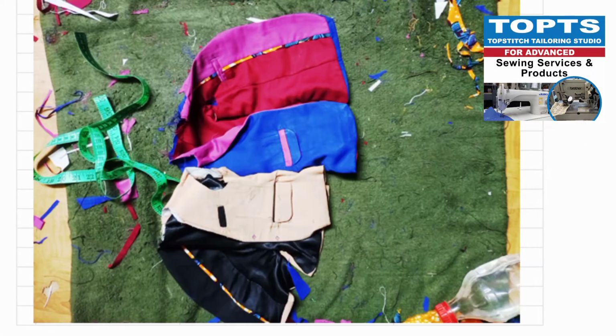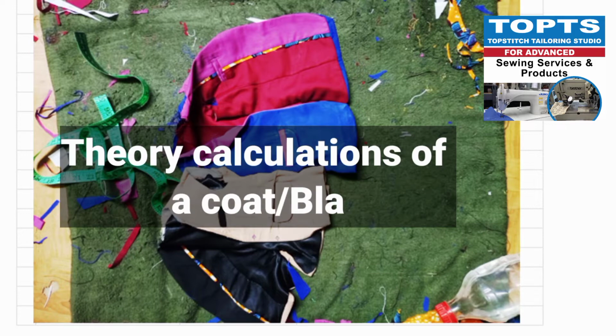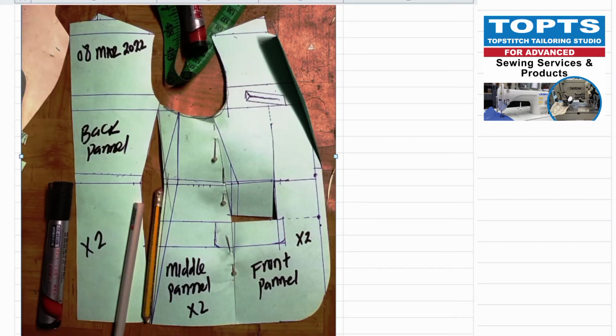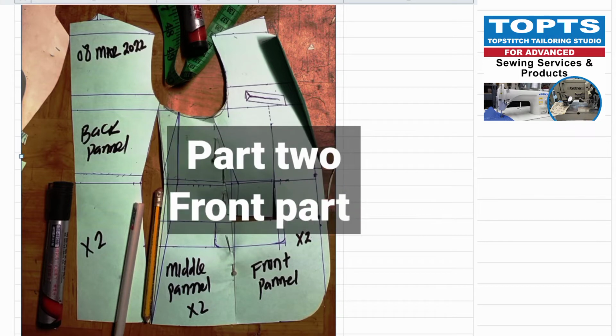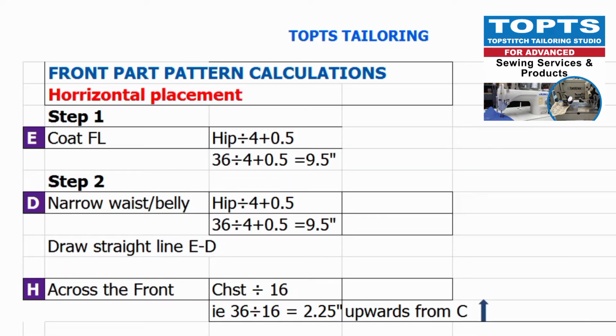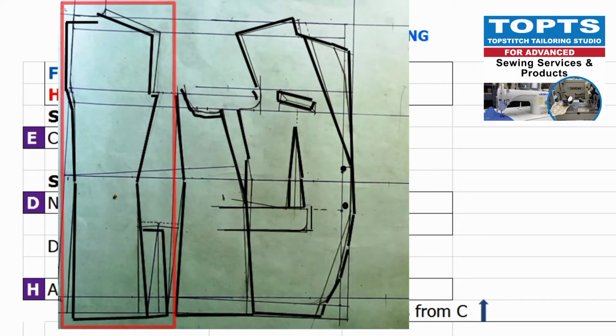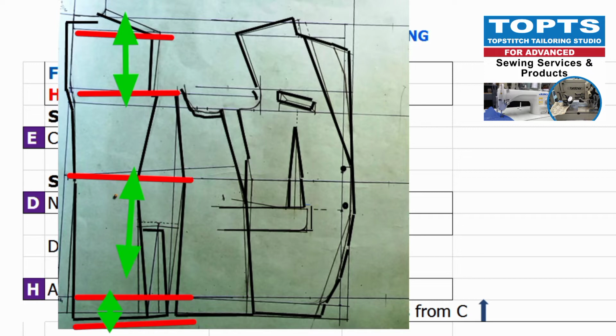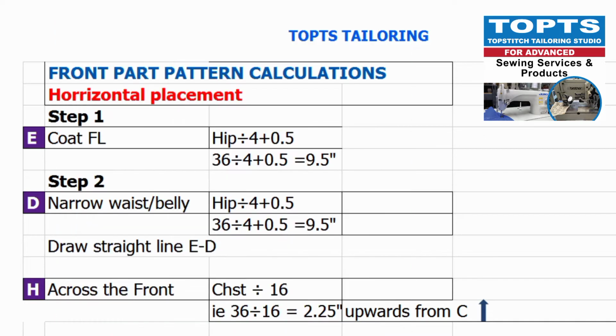So ladies and gentlemen, in today's video we are making a continuation of our theory calculations of a coat, a blazer jacket, and we are going to look at part 2, and that is the front part. Our part 2 is divided into steps, and we are going to concentrate on horizontal measurement placement. Previously, we looked at the back part, the horizontal measurement placement, as well as the vertical measurement placement. So in our step 1, we are going to begin with line E.